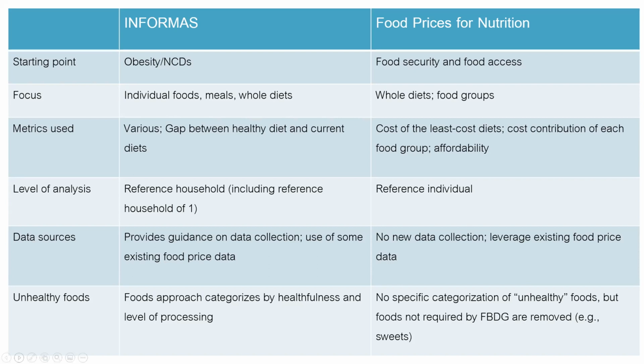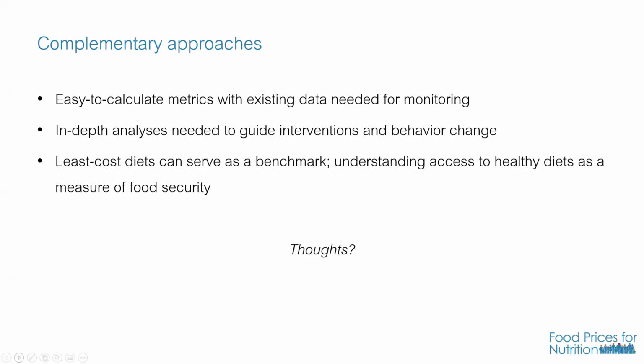So we can come back to this if people want. I think I've mentioned it all before, and I want to get to discussion. So I think the takeaway for me from hearing about the INFORMAS module and what we know of the food prices for nutrition module is that these are complementary approaches. We need, I think, two different things. The first is easy to calculate metrics with existing data that can be used for monitoring. So we have an understanding of things on a frequent basis.